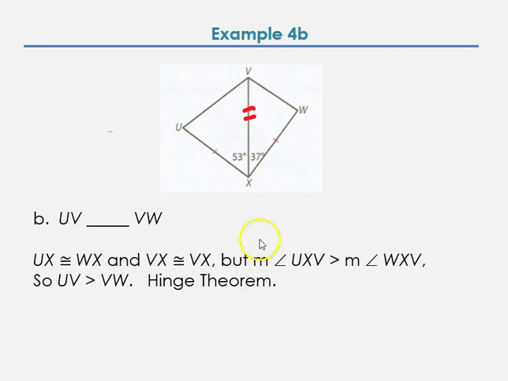But the measure of angle UXV is greater than the measure of angle WXV. How do we know? Well, it gives us the measures. 53 is greater than 37. So the side opposite the larger angle will be the larger side. So UV will be the larger side. So UV will be greater than VW.